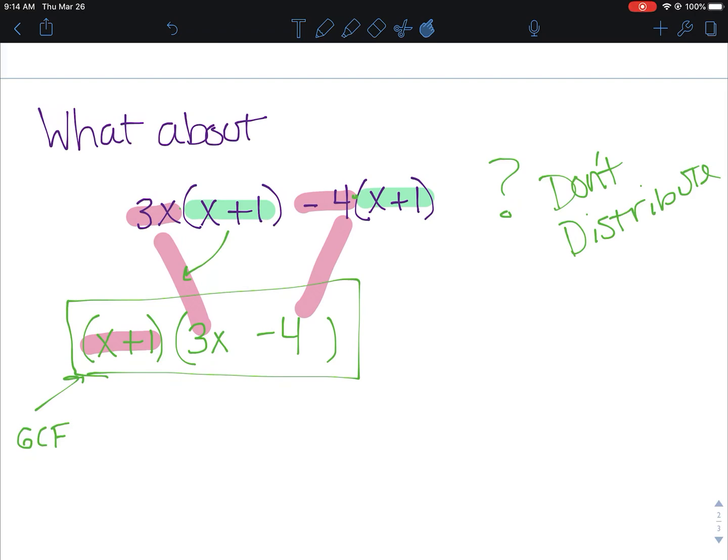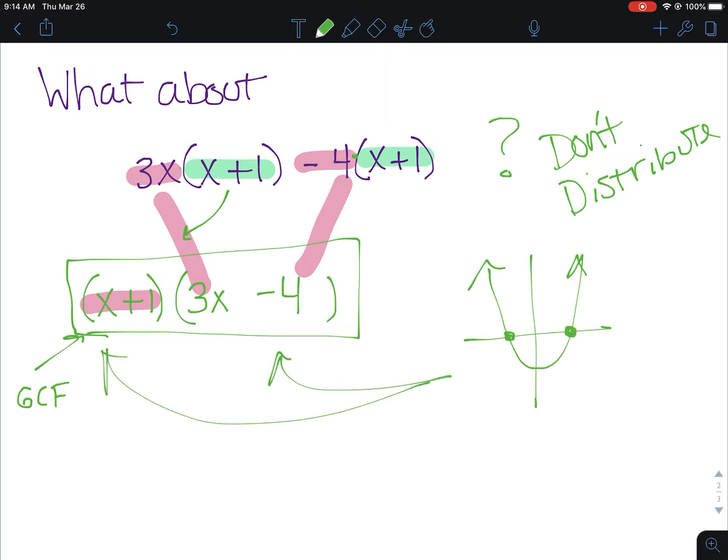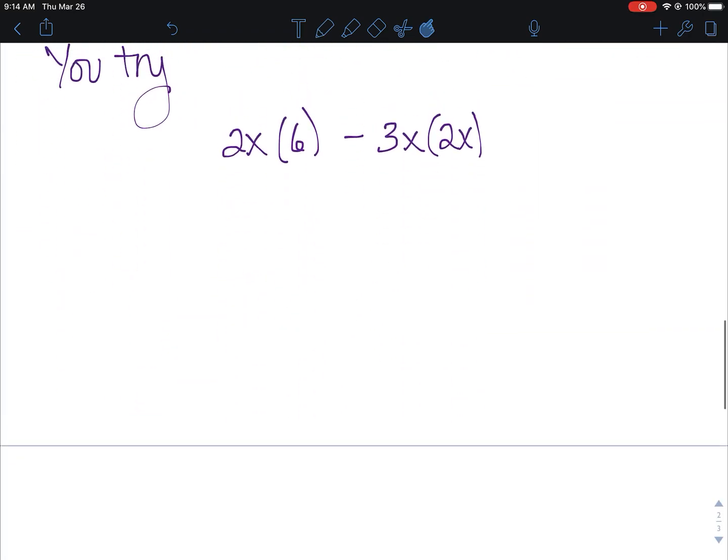And remember, the goal of all this factoring is when we start to graph parabolas in a little while, we find where they cross the x-axis by knowing these two factors, okay? So it's really important that we understand this factoring so that we can eventually help put that on the graph.